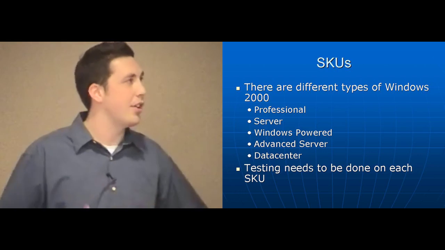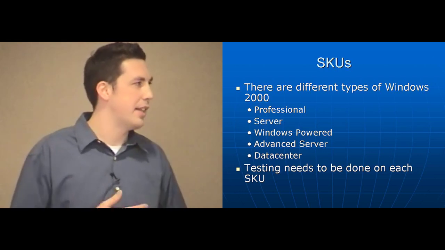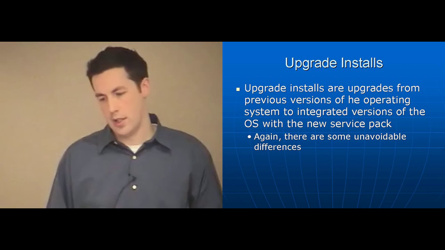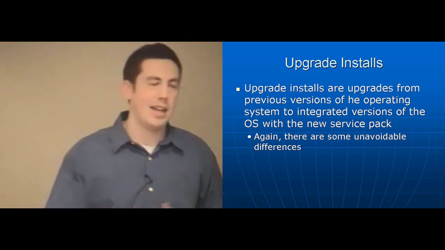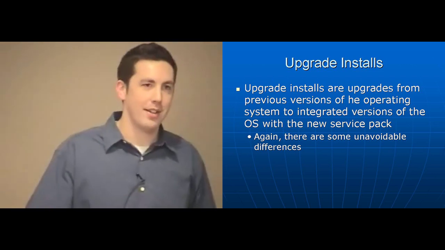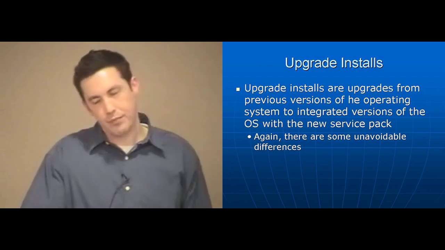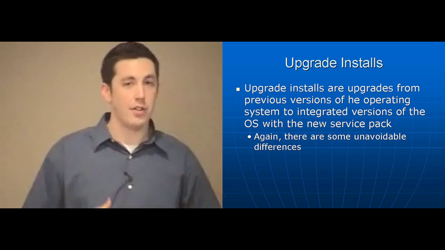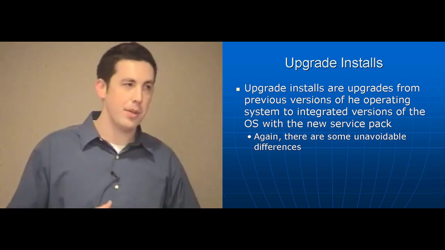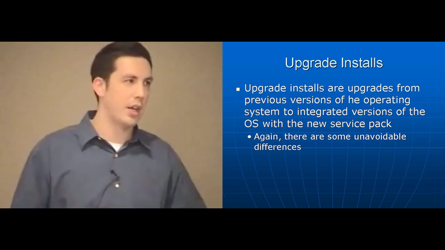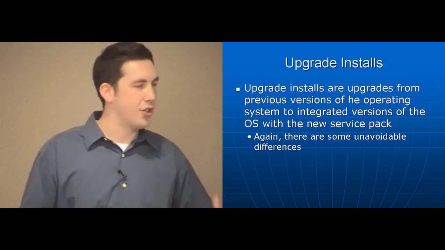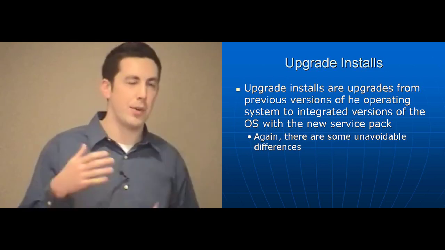And because there's all these different differences, you need to be doing tests on each SKU. And that really gets to the core of why I'm even talking about these install variations. It's just that because we have different files and different registry settings on the different SKUs, we have different methods of getting to the end result of having the service pack on the system, we need to be sure just to hit each one of those when you're doing your regular testing.